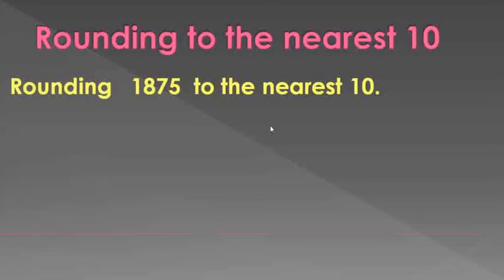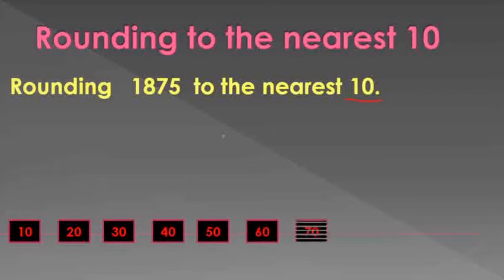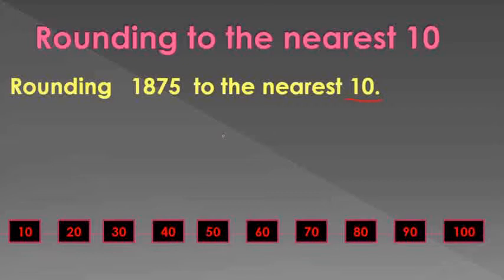Rounding 1875 to the nearest 10. How to round this number. Now see, you have to round to the nearest 10. On the last turn I told you that to round to the nearest 10, first of all write the multiples of 10. So what are the multiples of 10? 10, 20, 30, 40, 50, 60, 70, 80, 90 and 100. These are the multiples of 10.